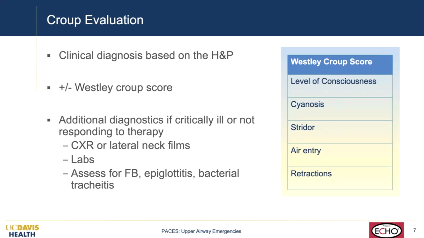The Westley Croup score, which is listed on the right-hand side of the screen here, is a way that we can objectively look at kids who have croup. It's a validated score that we can use to assess their severity, and it uses level of consciousness, cyanosis, stridor, how well they're having air entry, and then their degree of retractions.